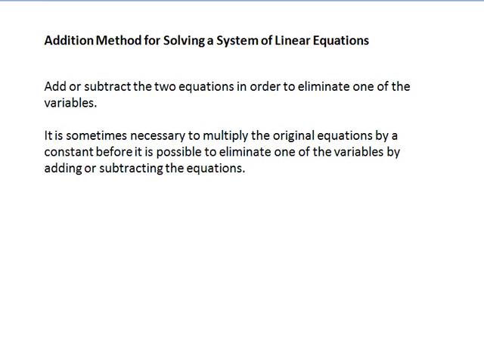Okay, we've learned two methods so far. The method of graphing for two equations and the method of substitution for two equations. Now this one is the last one, but you're probably going to like it the best. Add or subtract the two equations in order to eliminate one of the variables. It is sometimes necessary to multiply the original equations by a constant before it is possible to eliminate one of the variables by adding or subtracting the equations. Again, very wordy, but you'll find through the example, I think, that it's not as difficult as it sounds.